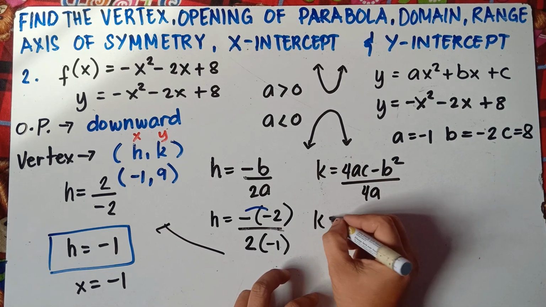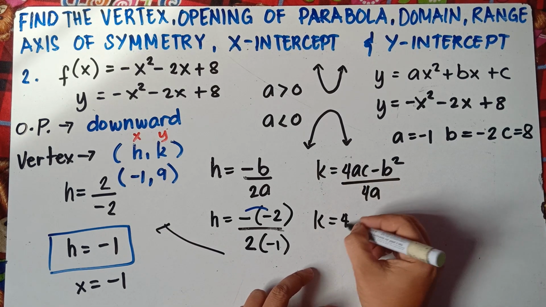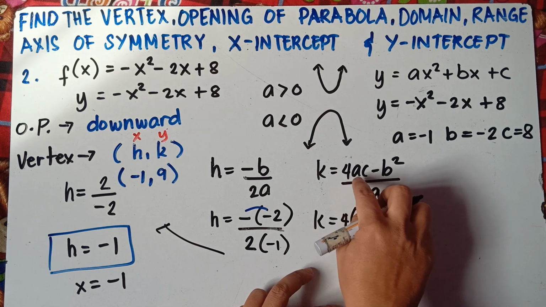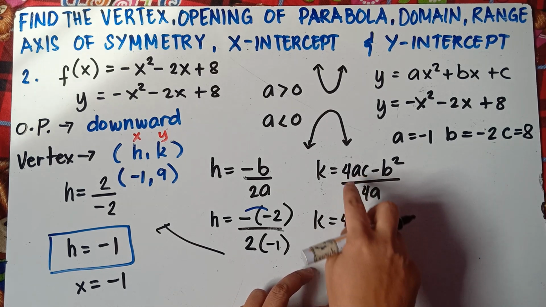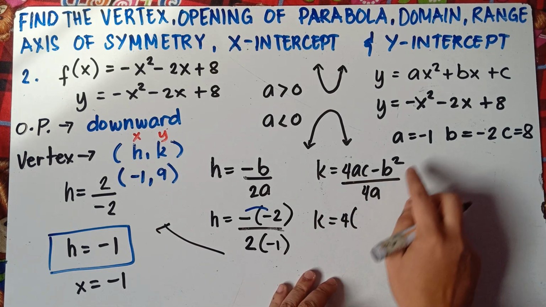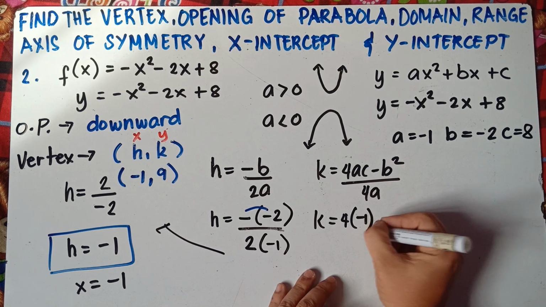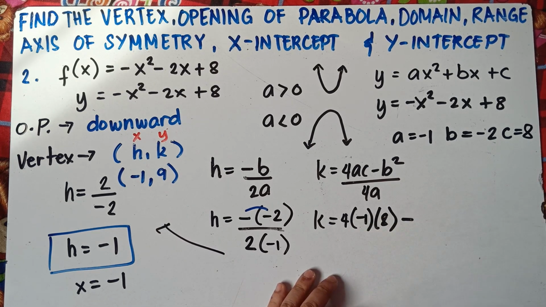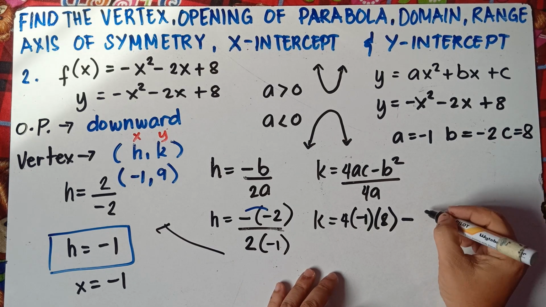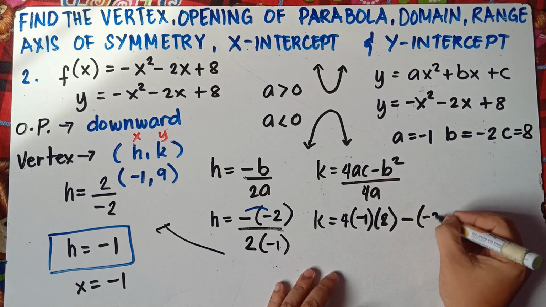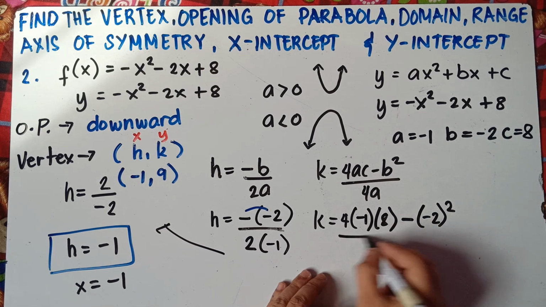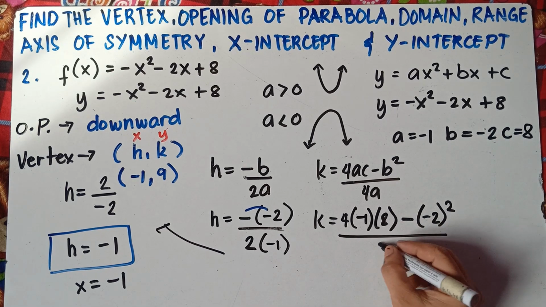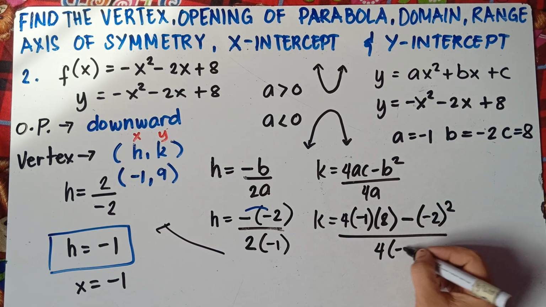So this is k equals, copy 4, then multiply once again 4 times a times c. That's the same with 4ac. So 4 times a is negative 1, then our c is positive 8, minus our b is negative 2. So minus, then b is negative 2, then squared. All over, this is 4, then a is negative 1. 4 times negative 1.